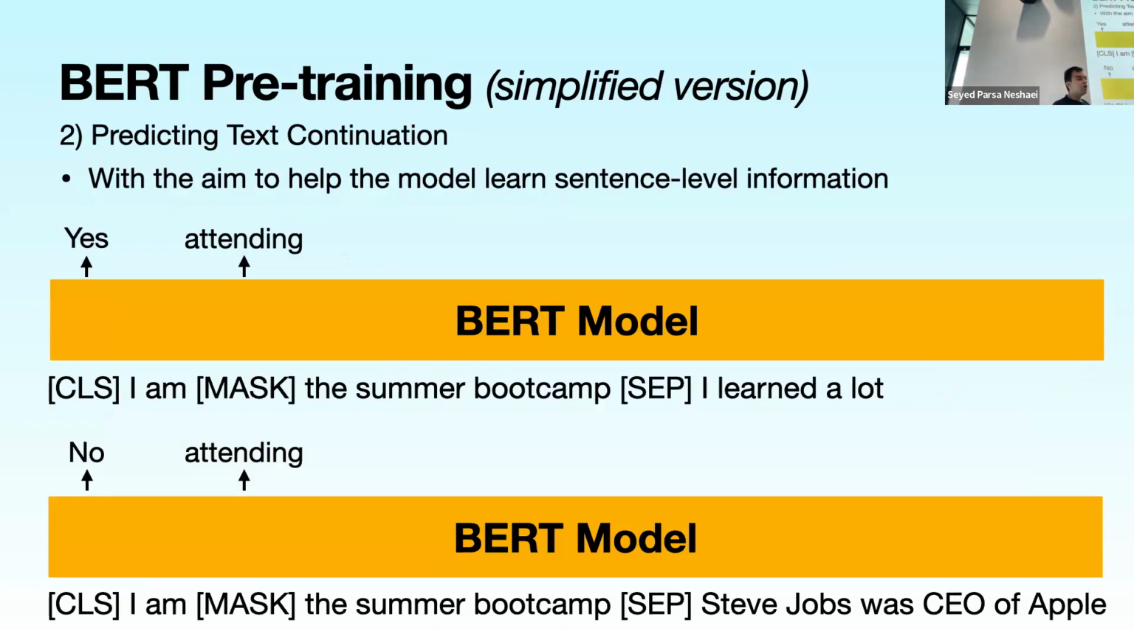However, in the training, they sometimes replace the sentences with random sentences from the documents. For example, I'm attending summer bootcamp, Steve Jobs was the CEO of Apple. Okay, these are certainly not coming after each other. So here the model should find this and predict no. This is another thing that they do.